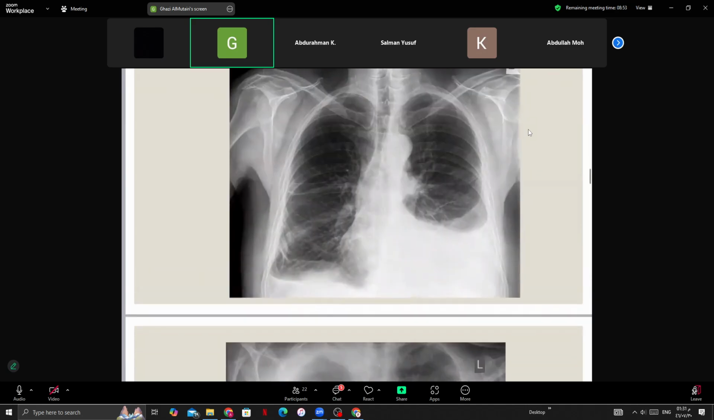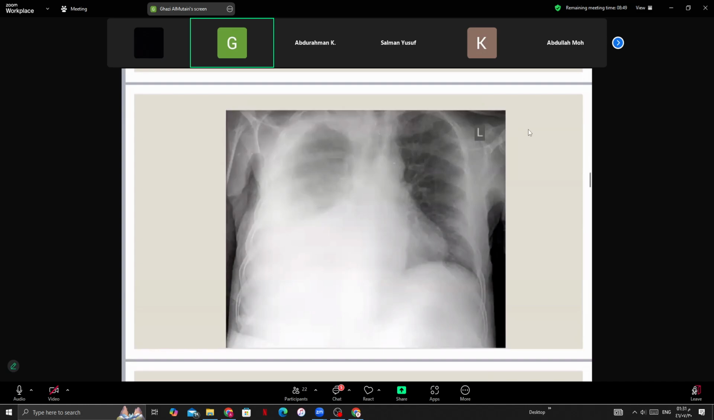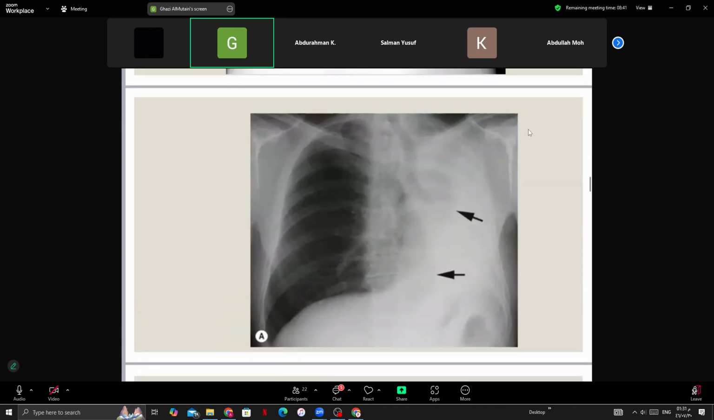This is again a left-sided small pleural effusion. Again here, right-sided pleural effusion. So what do you think here? What's the abnormality?